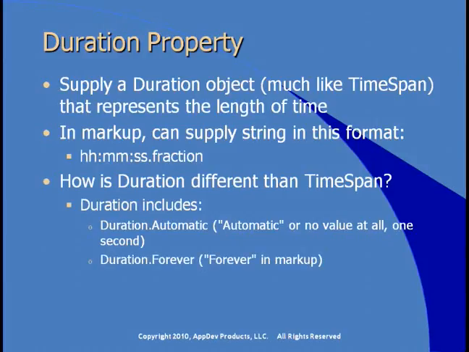There's also the duration.forever value, which is just the string forever in the markup. And in that case, your duration will last, well, forever. Your animation runs forever. And this really only makes sense if you also set the auto reverse property to true. If you set the duration to forever and auto reverse to true, your animation just runs forever, back and forth and back and forth and back and forth, until you run out of patience, time, or electricity.